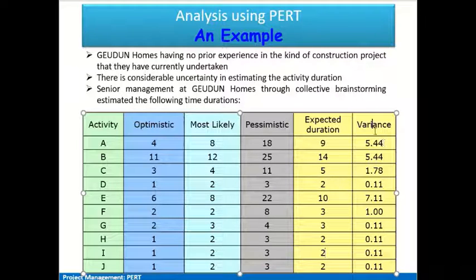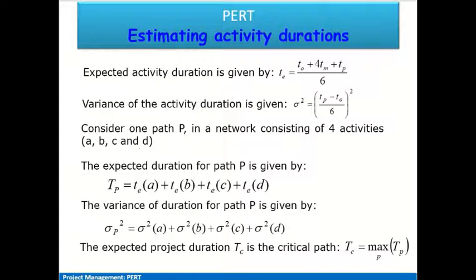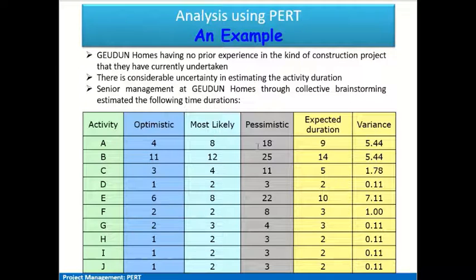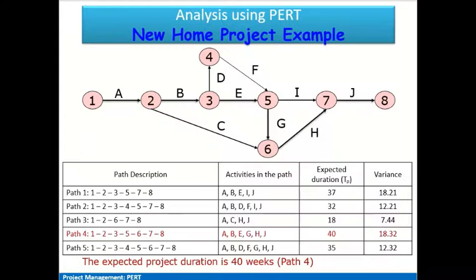Now the variance is estimated using this particular formula, that is the pessimistic time duration minus the optimistic time duration, divided by 6, whole square. So we have the values for pessimistic and optimistic time durations. We take the difference of the two, then divide by 6 and square it, and we get the variance values for different activity durations.